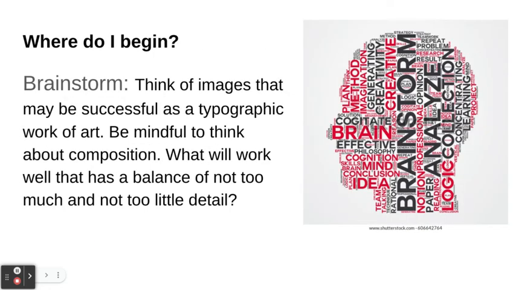So, where do you start with this? Well, of course, like with everything else we do, you're going to brainstorm. You're going to think of images that may be successful as a typographic work of art. Make sure you think about composition. What will work well? What has a balance of not too much or too little detail? So you don't want to do something that's really, really complex and full of small areas and small details, but you also want something that is reasonably interesting to look at too. And of course, on the right side, I snuck in a typographic illustration of brainstorming. Did you see what I did there?